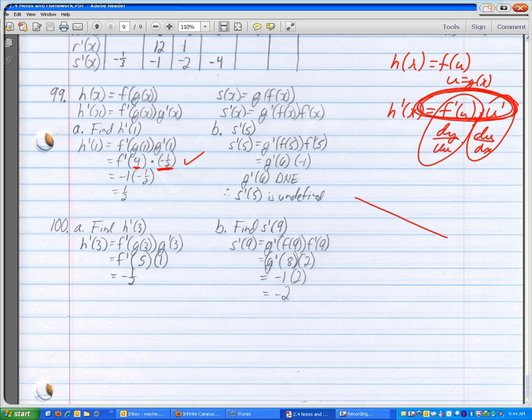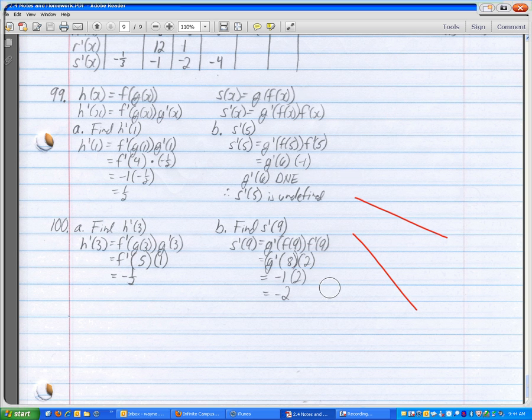Now, f prime of 4. I've got to look at the graph of f when x equals 4, and f looks like that when x equals 4. Count the spaces. Turns out the slope of f when x equals 4 is negative 1. So negative 1 times negative 1/2 is positive 1/2. You with me on part A? Okay, some of you aren't, because you weren't looking back at your graph like you needed to understand what was going on.